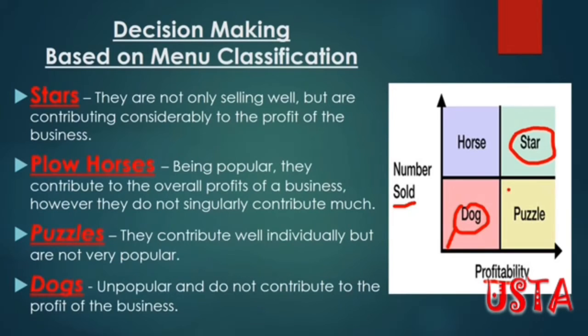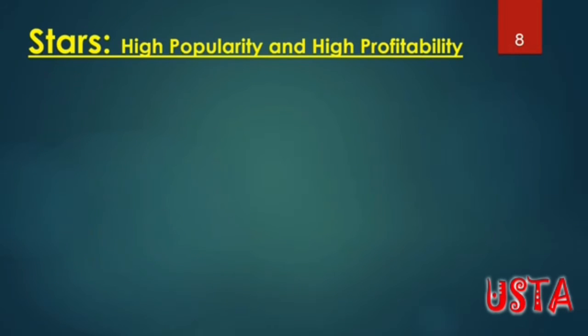But we can do something with these other ones, possibly, to manipulate them or engineer them differently on our menu to try to make them go into a star. We're trying to raise them into these different categories. So let's see what that may be. So if it's a star, okay, as we know, it's high popularity and it's high profitability. These are the stars on our menu, and our menu design should highlight them.